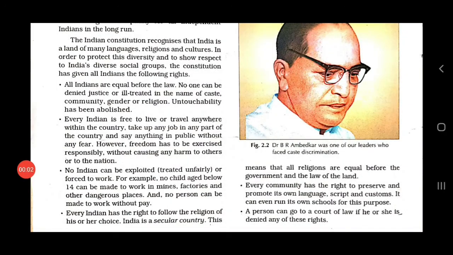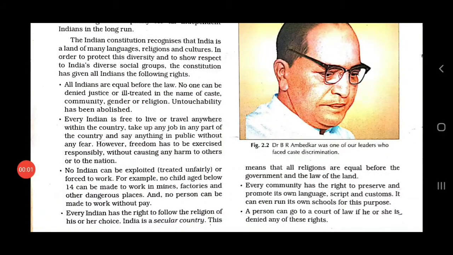Now talking about the first right, all Indians are equal before the law. In the eyes of law, children, all citizens are equal, all Indians are equal. No one can be denied justice. Denied means mana karna. So no one can be denied justice or can be treated badly in the name of caste, community, gender or religion. So on the grounds of these things, caste, community, gender or religion, you cannot ill-treat a person, or you cannot deny justice. Untouchability has been abolished.